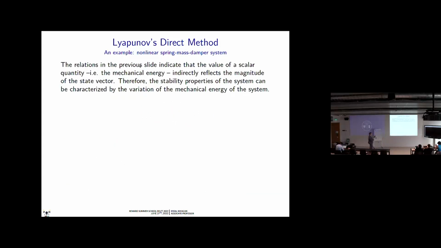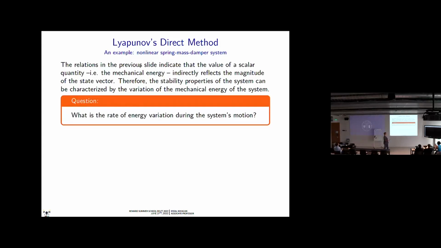So the relationship in the previous slide indicates that the value of a scalar quantity, the mechanical energy, indirectly reflects the magnitude of the state vector. Therefore, the stability property can be characterized by the variation of the mechanical energy of the system. So the stability of the system is directly related to the energy of the system. If the energy is going up, the system is not stable. So now I have started making a connection between the energy and the stability. The next step is to make the same connection with an energy-like function and the stability. So this is the first step.